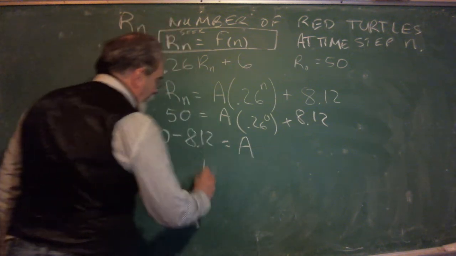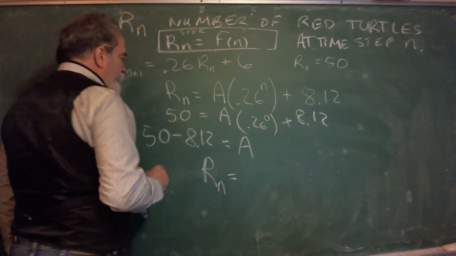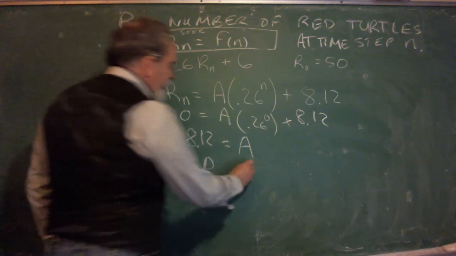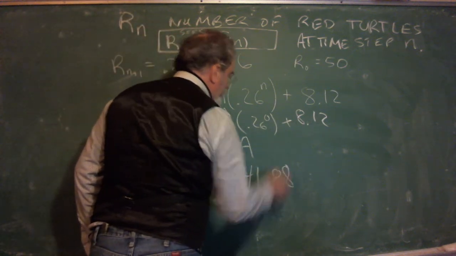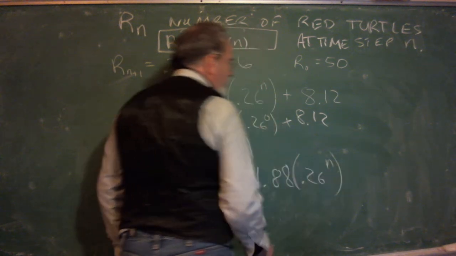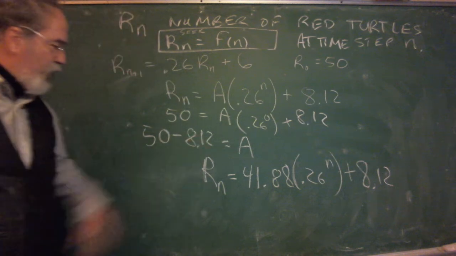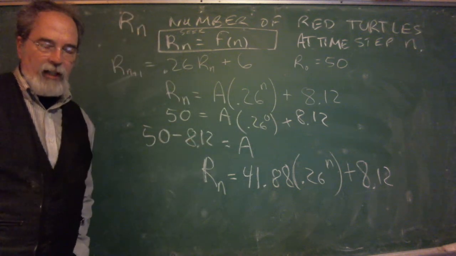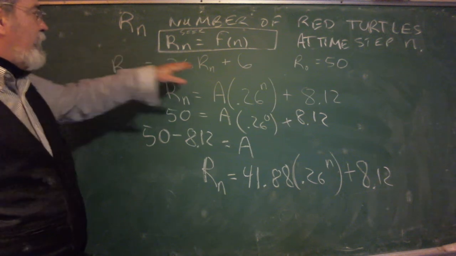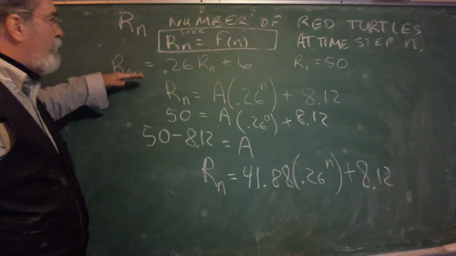So that gives me r sub n is equal to 50 minus 8.12, which is 41.88, times the 0.26 to the n plus 8.12. So let's check this out. Here's something we didn't do at the beginning, but we could have done. Take this equation and put in r sub 0 is 50, and the next thing we get would be the next number.